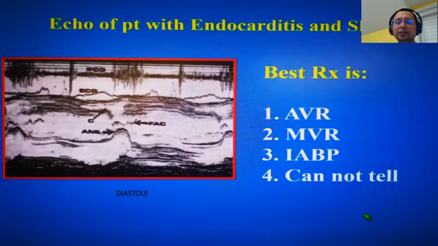Now, this is another question. This is someone who has an echo showing endocarditis, and is in shock. What is the best treatment for the patient? Is it aortic valve replacement, mitral valve replacement, intra-aortic balloon pump, or you cannot tell?